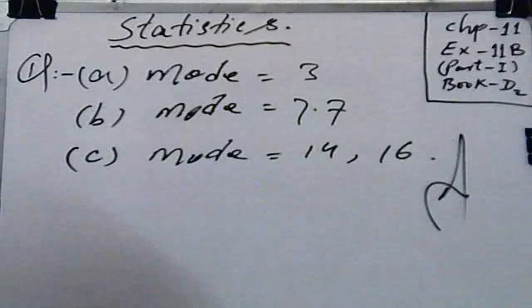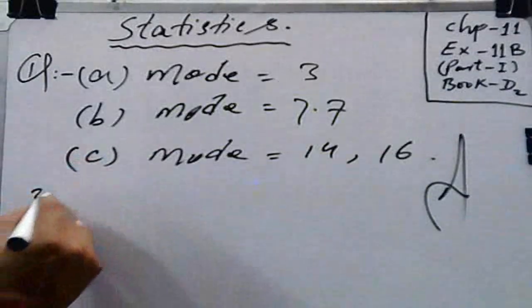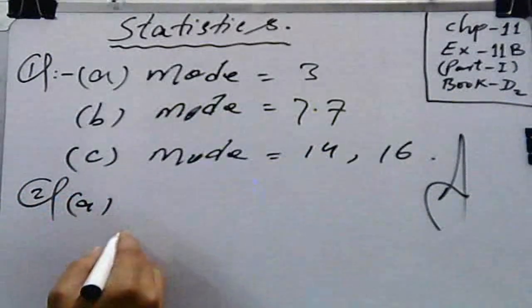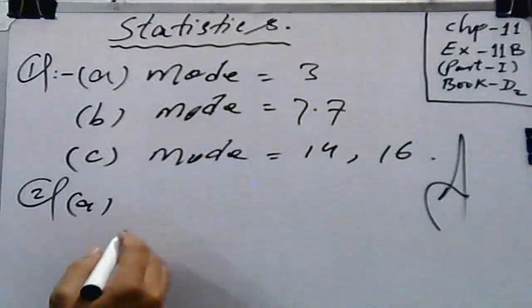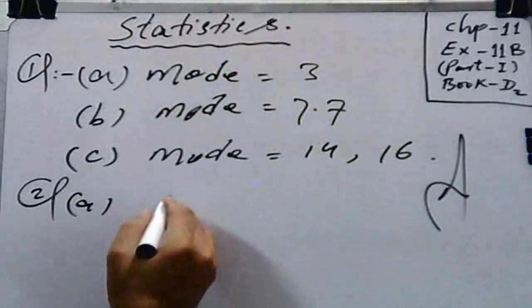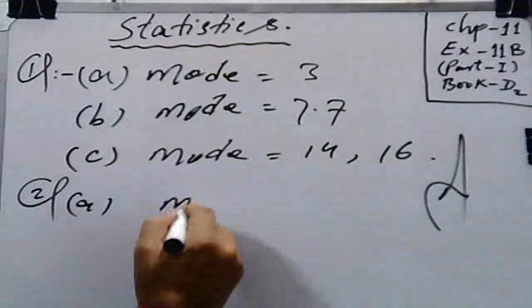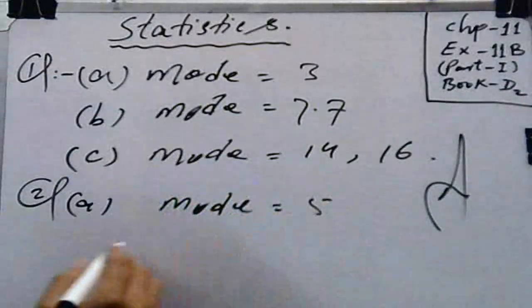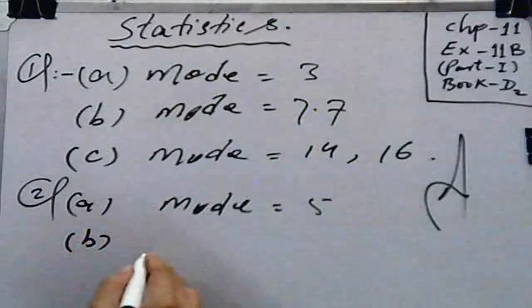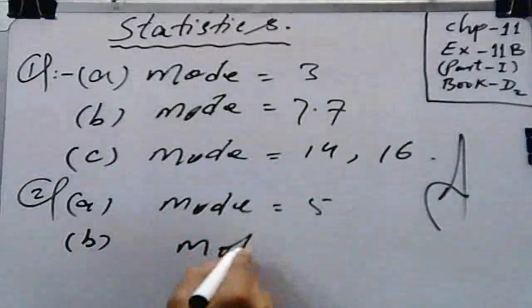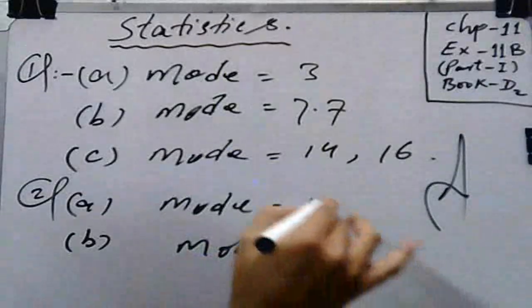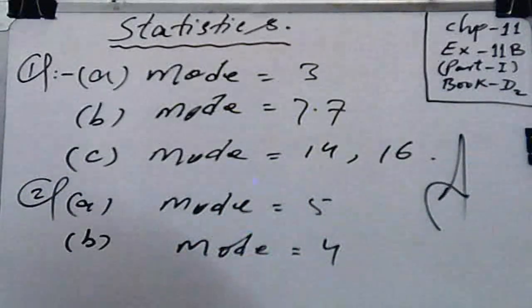Now in question number 2, if you see the diagram, in this diagram we have to find its mode. In question number 2, in A part, what is the mode? Once again you can see that mode is 5, because in the given diagram the column 5 is very high. So mode is 5. Similarly, in B portion, mode is 4, because the column 4 is the highest one.